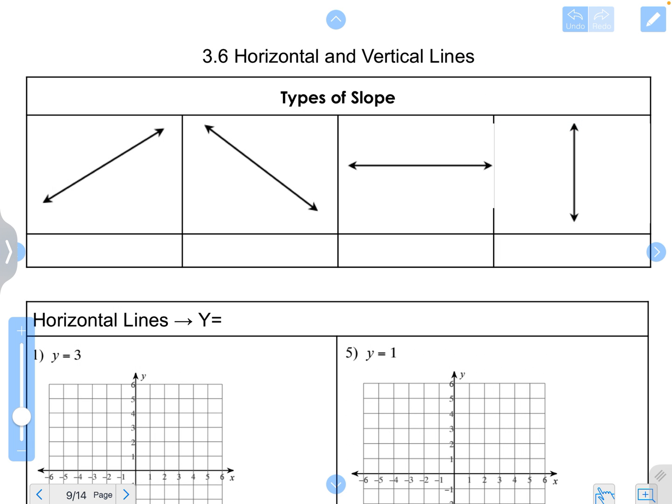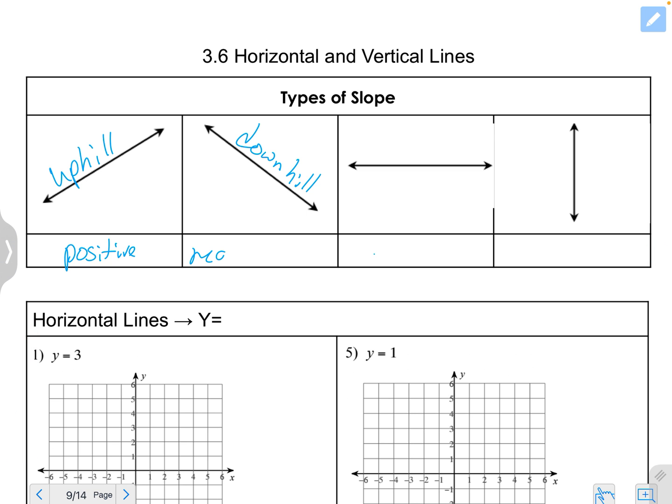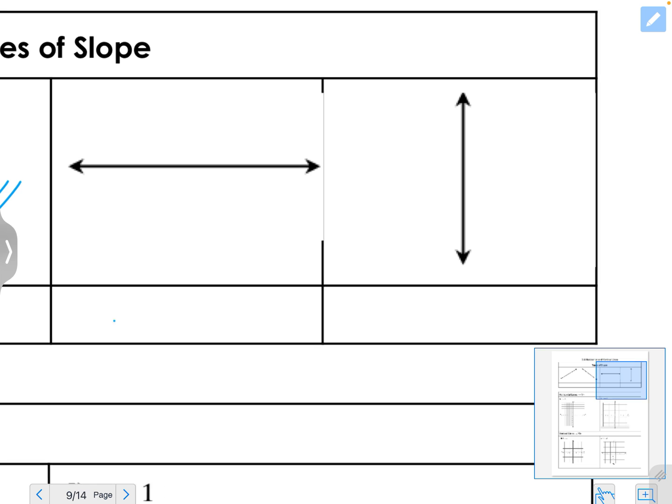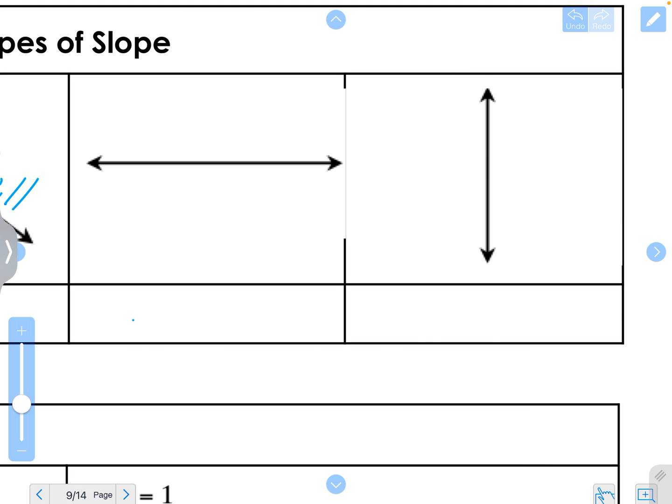We're going to do a real quick review of slope. Uphill means it's positive. Downhill means it's negative. And we're going to spend the rest of today's notes focusing on these two types of lines.